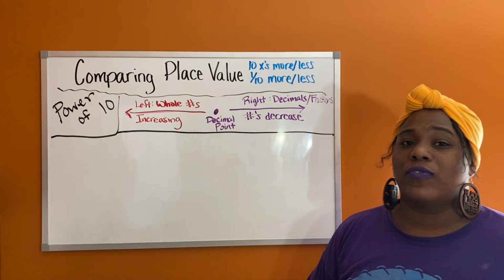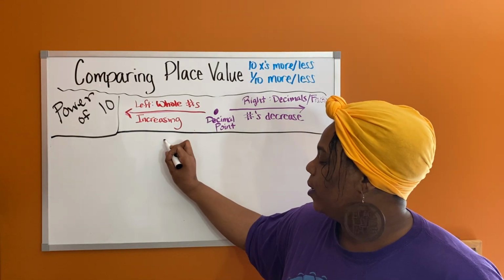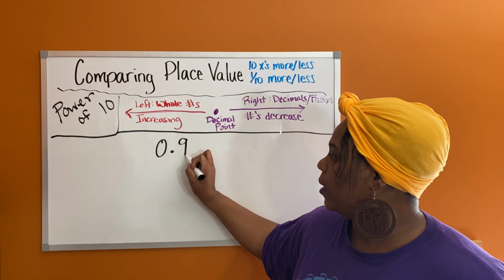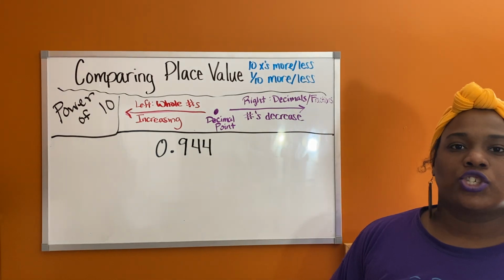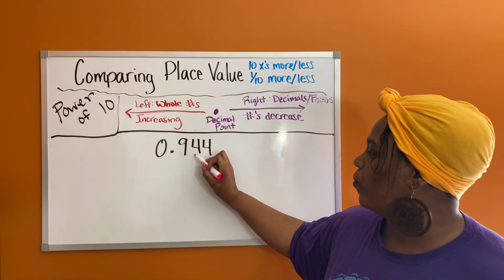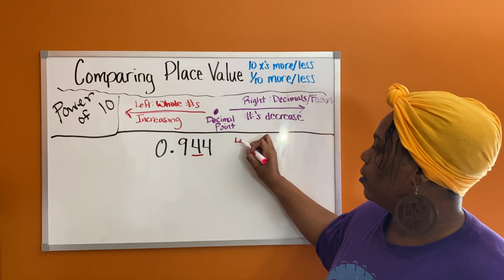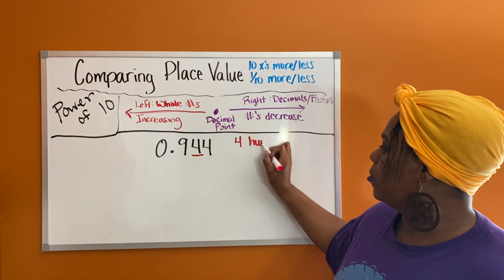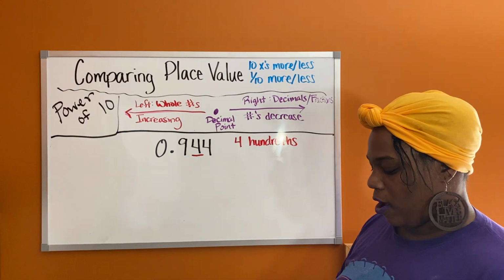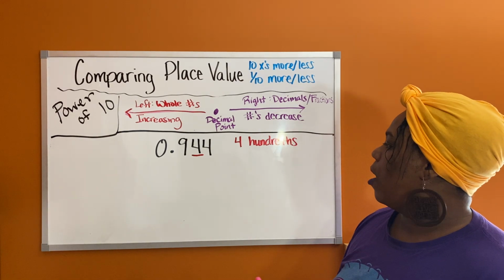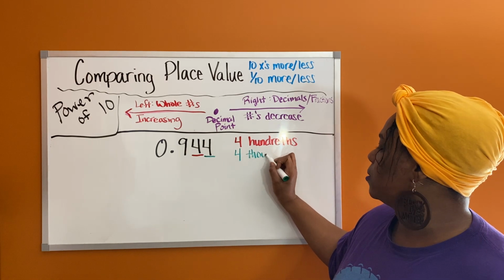All right, so now let's move on to a decimal place example. We have 0.944. Okay? So, I have two 4s. I have a 4 in the hundredths place. And I also have a 4 in the thousandths place.